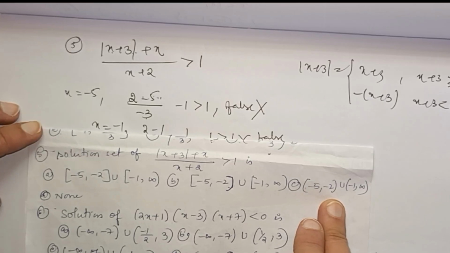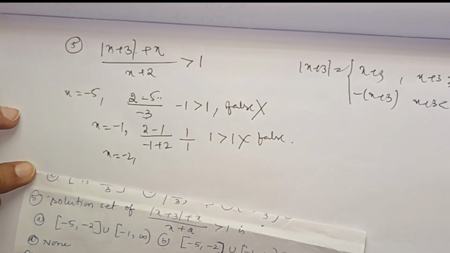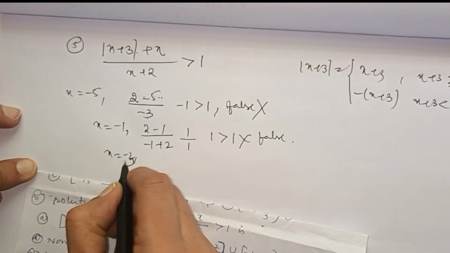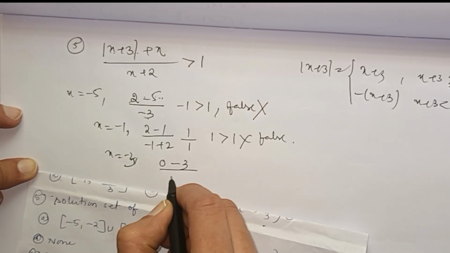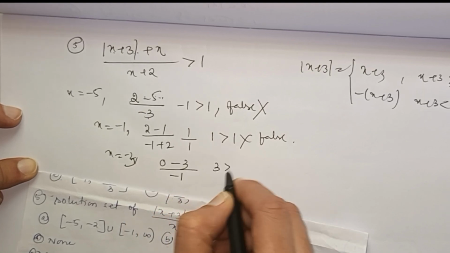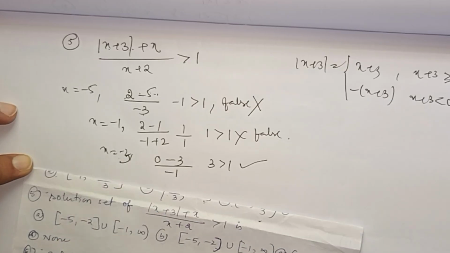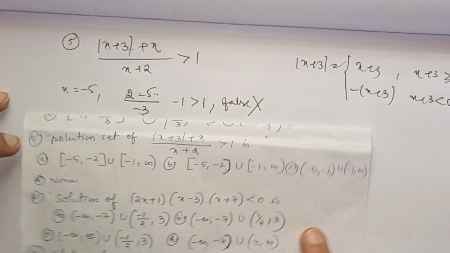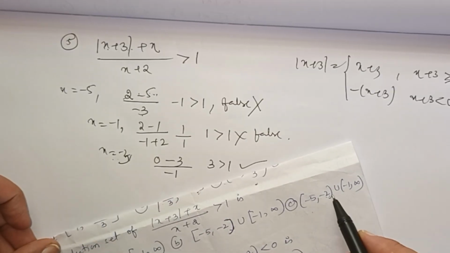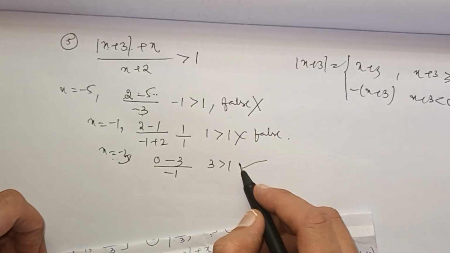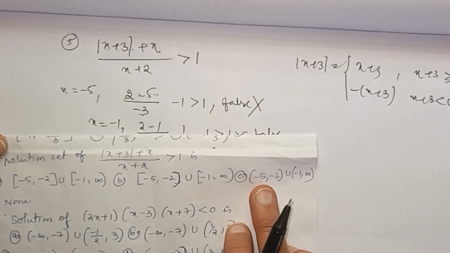We can check with x equal to -3, or any value in between these two. -3 plus 3 is 0. -3 divided by -3 plus 2 minus 1. This is 3 greater than 1. Yes. This is in between -5 and -2. To make sure that this itself is the answer, we have taken a value in between -5 and -2. We got the inequality true. Hence, this is the solution. So, C option is the answer.